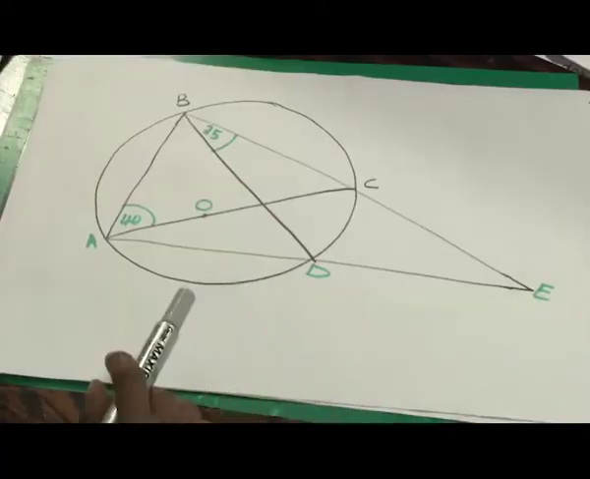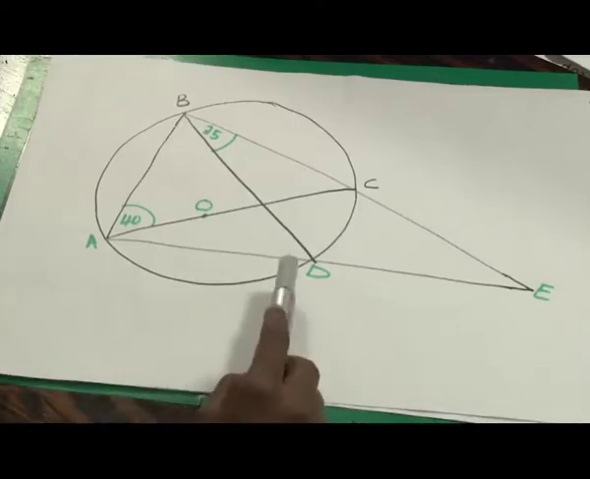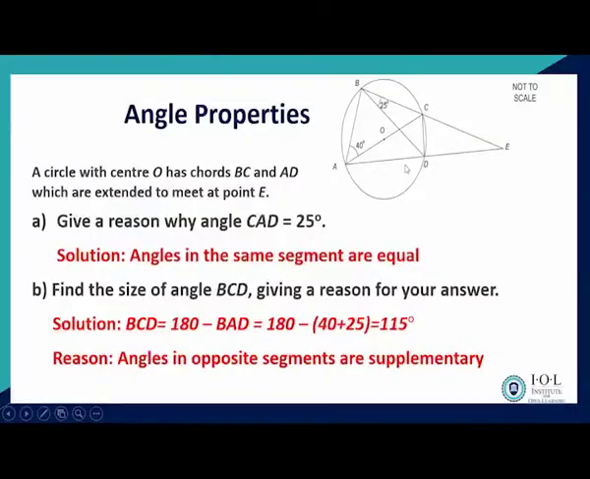A circle with center O has chords BC and AD. BC is a chord, and AD is also a chord, which are extended to meet at point E. So BC is extended to meet chord AD at point E.